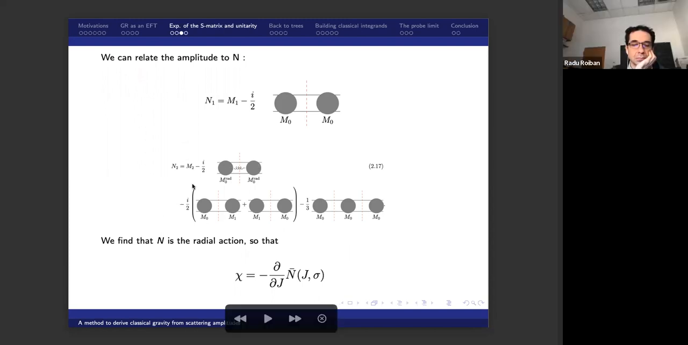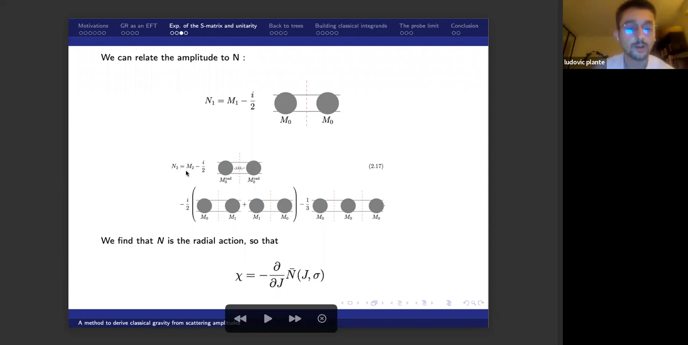Okay. So at two loop, doing that, you find that N2 is a classical and real quantity, and at one and two loop, you can show that if you take the derivative of N with respect to the angular momentum, you get directly the scattering angle.